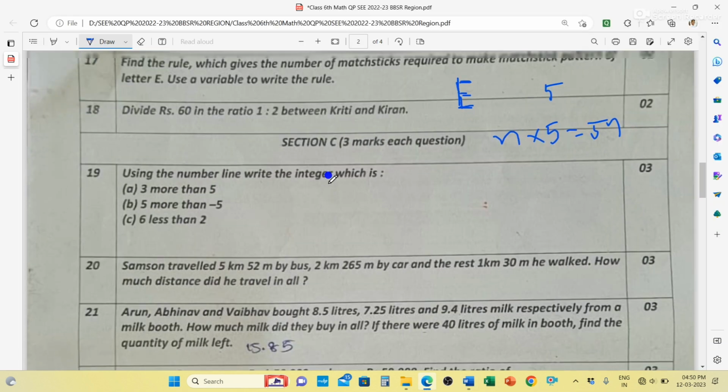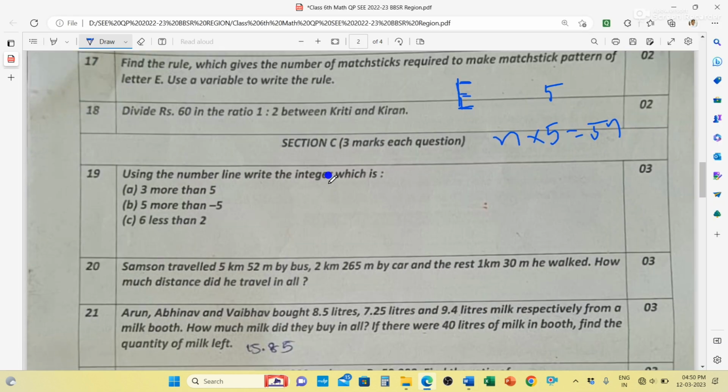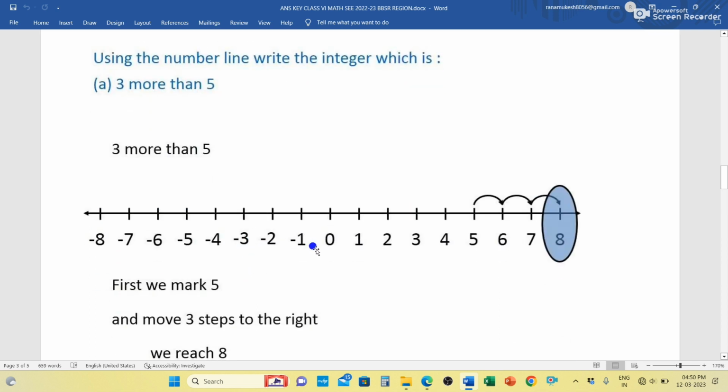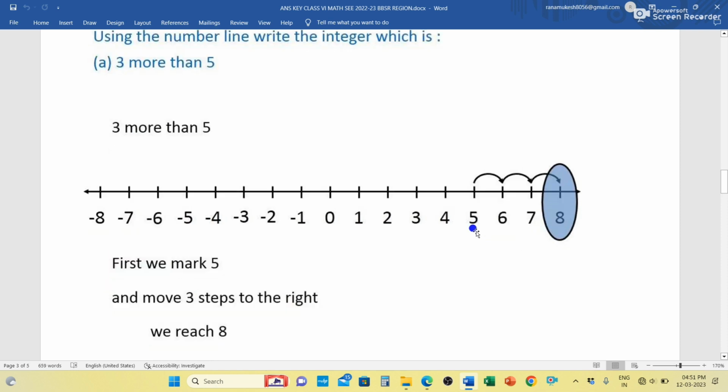Then section 3, it carries questions of 3 marks. Okay. Using the number line, write the integer which is 3 more than 5. 3 more than 5. So you have to go right side from 5. You have to go 3 steps. 1, 2, 3. You will get 8. So 3 more than 5 is 8.